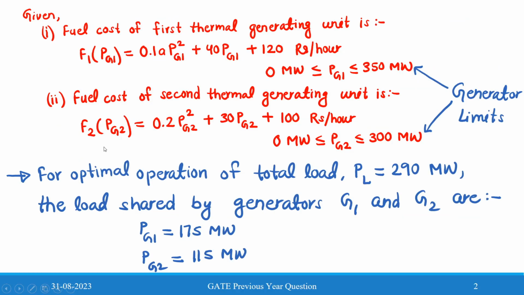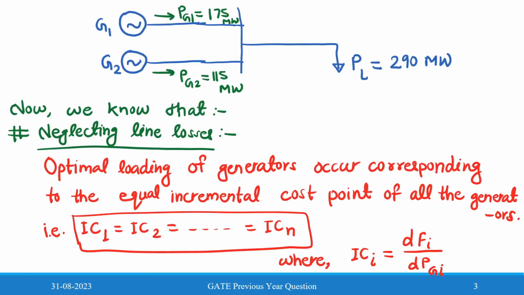These are the things we have been given. The fuel cost of the first thermal generating unit is given, the second thermal generating unit is also given, and these are the generator limits for the plant. For optimal operation, the total load PL is 290 megawatt, and it is shared by generators G1 and G2. If we want to put it in a diagram, it can be seen like that.